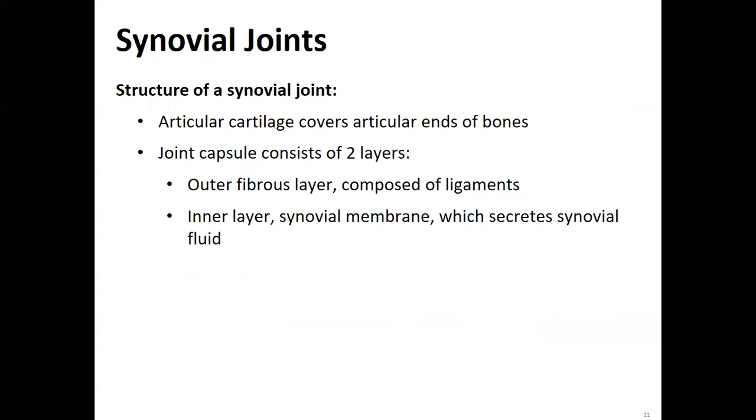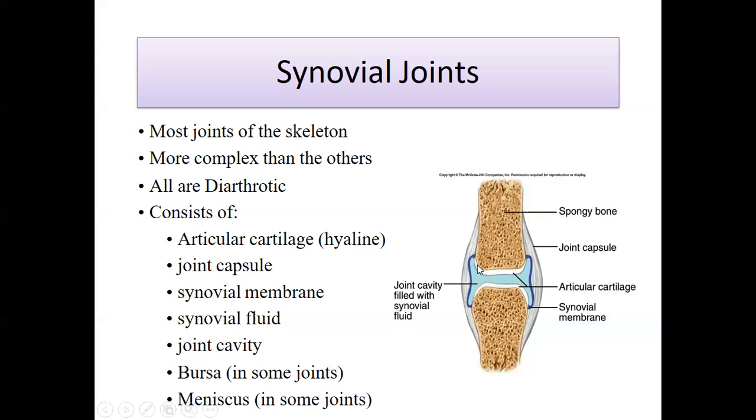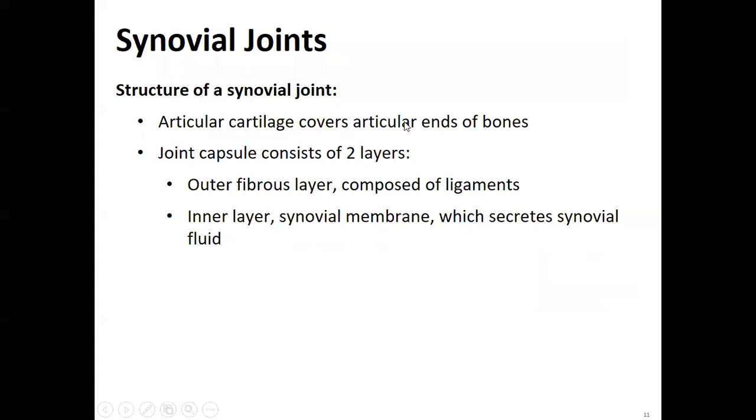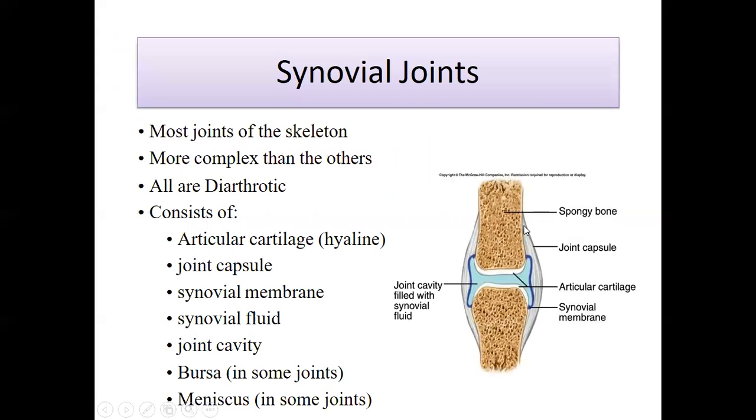Articular cartilage covers the articular end of both bones. So as I mentioned, you have this articular cartilage that is on the articular surface of the bones, and they help cover each end so you don't have that bone-on-bone friction. Each joint capsule has two distinct layers. You have that outer fibrous layer that is composed of ligaments. And if I go back, when you look at this joint capsule, this is that outer fibrous layer.